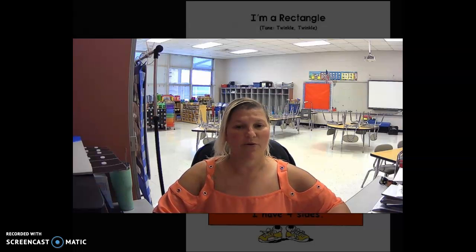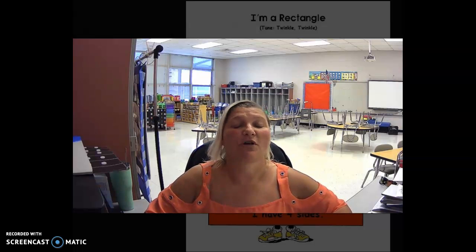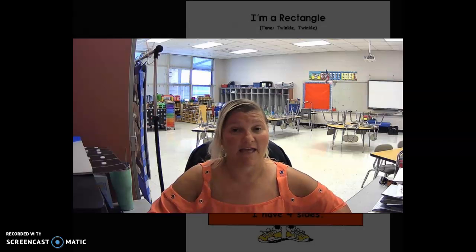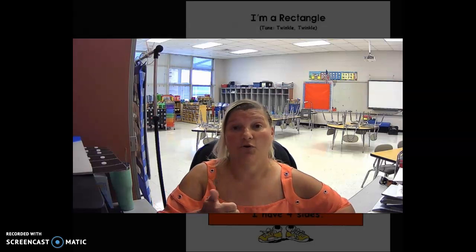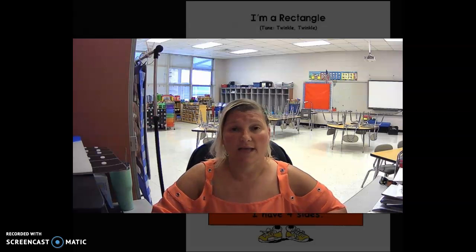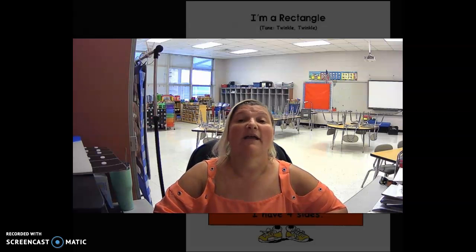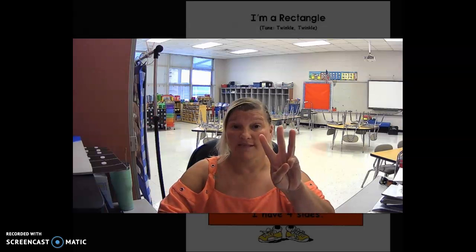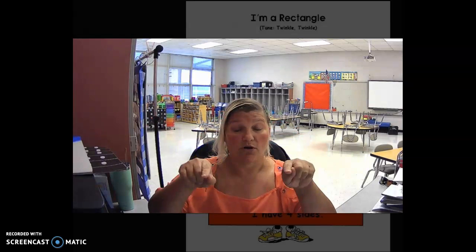Boys and girls, Miss Vera coming to you this afternoon talking about our shape of the day. We've introduced you to a circle, which is round and round like a ball, no straight sides, no straight lines. We've also talked about a triangle, which has 3 sides, 2 on the side and 1 across the bottom.